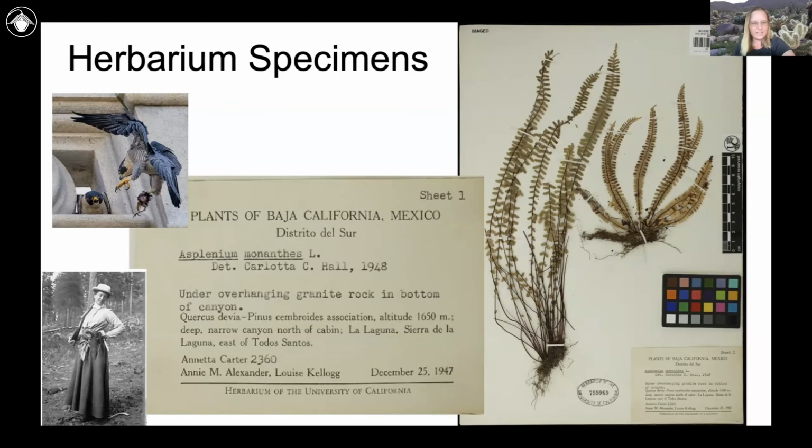And there's Annie Alexander with her rifle slung over her shoulder, now immortalized with Lou up in the Campanile.